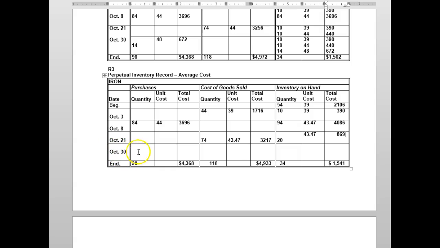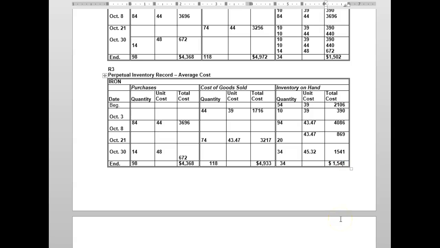Along comes October 30th. I'm going to buy 14. I'm going to pay 48. And that amount's going to be $6.72. So how does that work? Okay, so I bought 14. I had 20. So my new quantity is 34. If I add 672 and 869 together, I come up with 1541. And divide that by 34. I come up with a new cost of $45.32. And there you go.